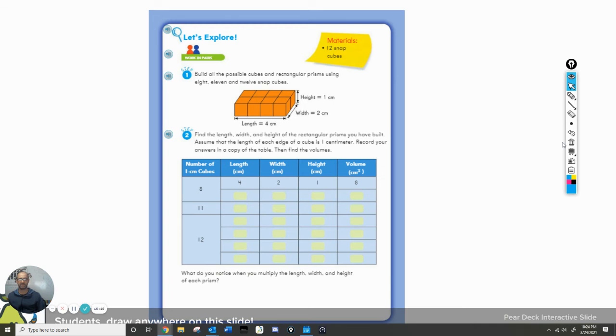Build all the possible cubes and rectangular prisms using 8, 11, and 12 snap cubes. We don't have this. If you have the cubes, pause this and do this. You can explore. When you explore something, you do it on your own without a guide. So that's me. I'm out. All right, good luck with that.